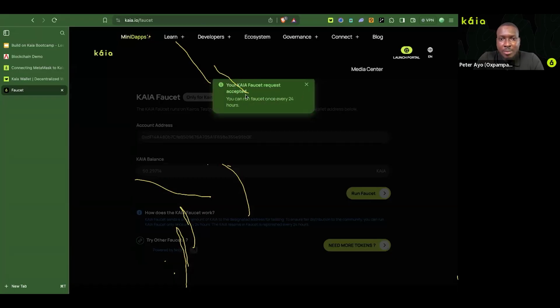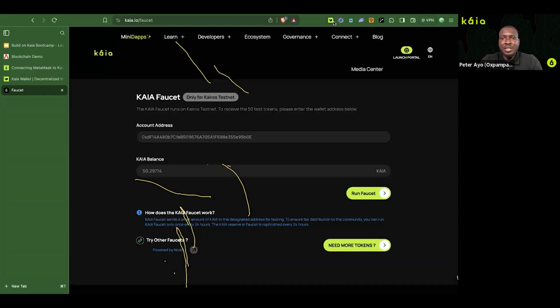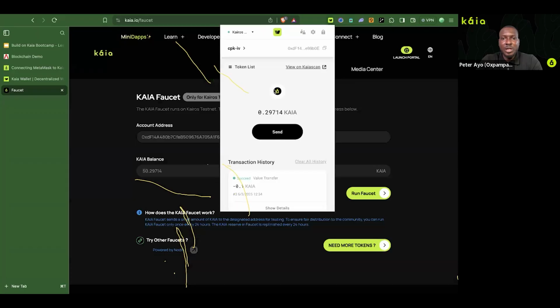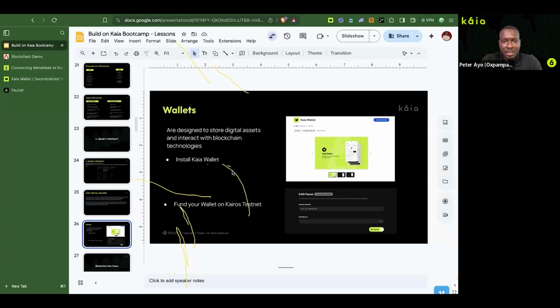Okay, so it says my Kaia faucet request is accepted, and if I check my balance, I should have 50 Kaia tokens right now. So when I refresh, I should have 50 Kaia tokens. That's pretty much how to set up your Kaia wallet. I think that's the first part.